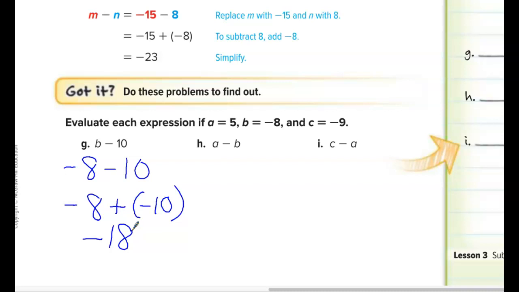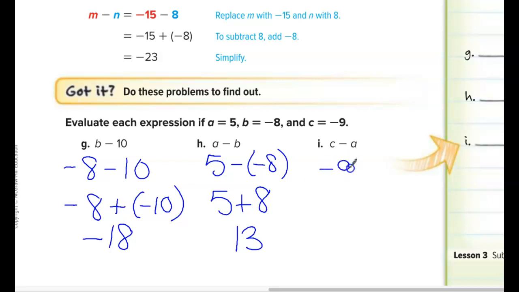I put in 5 minus negative 8. How do you rewrite it as an addition sentence? 5 plus 8, which is 13. Good. And the last one, Cole, what did you put in for C? Negative 9 minus 5. And in an addition sentence, it would be negative 9 plus negative 5. That would equal negative 14.